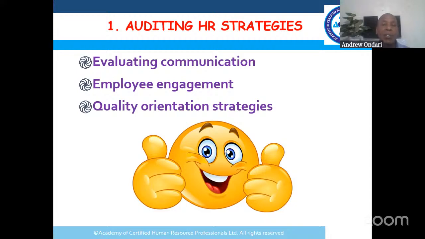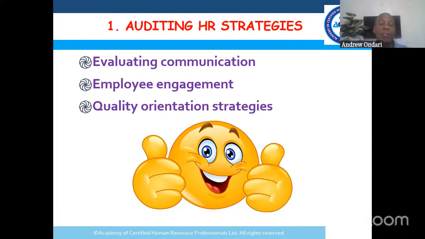Secondly, under the audit of these strategies, we are looking at employee engagement. From the previous modules, we had looked at various ways of looking at engagement. One is the degree to which employees are involved in organizational activities or the work that they are doing. And secondly, engagement can be looked at in terms of how well the employees are occupied so that they can contribute to the organization.